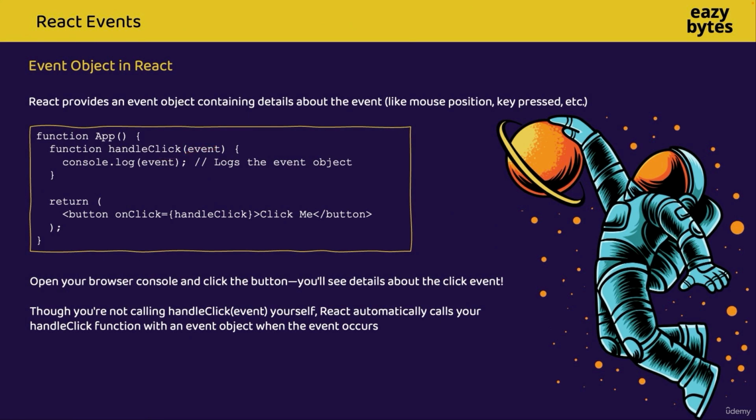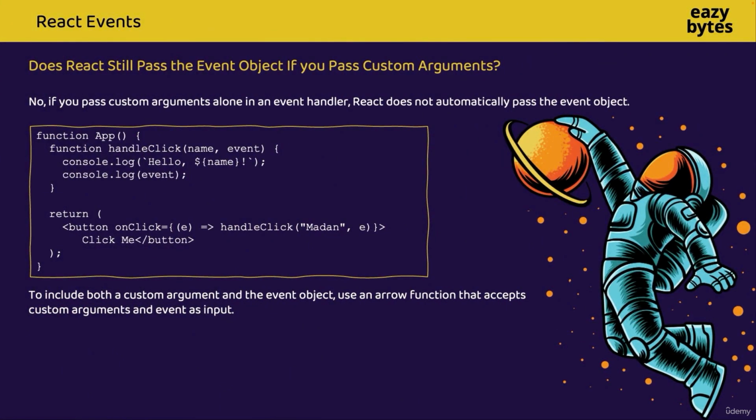But this magic is not going to happen if your function starts accepting some input arguments. If your function is accepting some input arguments, and if you still want to know the event details, you need to send those event details manually while invoking the handleClick function.